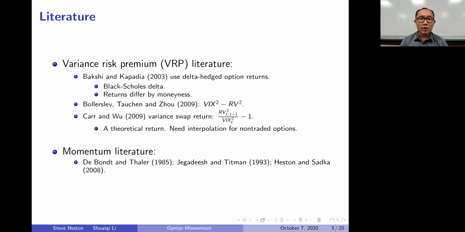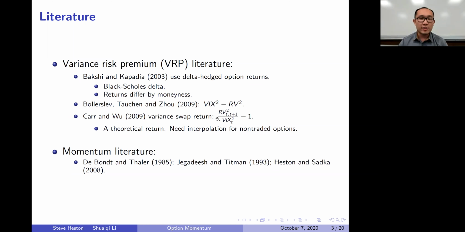Bollerslev, Tauchen, and Zhou, 2009, use the difference between VIX squared and the realized historical variance to measure VRP. They show the variance risk premium could predict aggregate stock market return. Carr and Wu, 2009, construct a continuous option portfolio, assuming a continuum of strike prices. They use this option portfolio to approximate the payoff of a variance swap contract, and they calculate the variance swap return as the realized variance scaled by VIX squared.